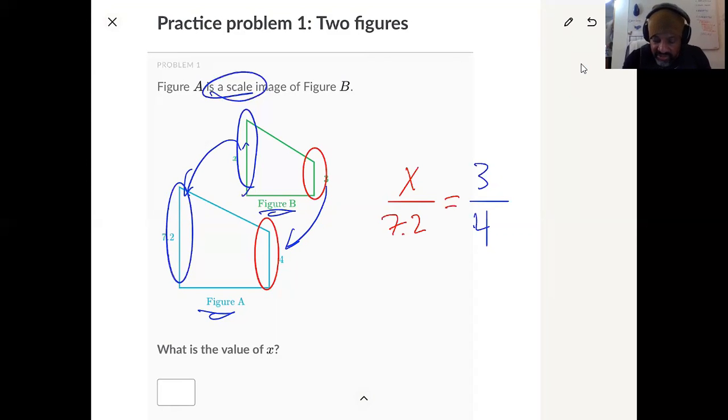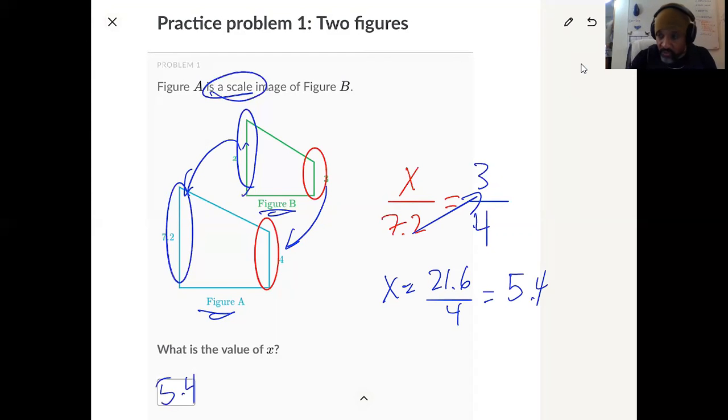Now, all we're doing is cross multiplying. So this is going to be 3 times 7.2, which is 21.6, divided by 4, and that's going to be 5.4. So the answer for this question is 5.4. Okay, that's it. If you're not given units, use the other clues, use the sides.